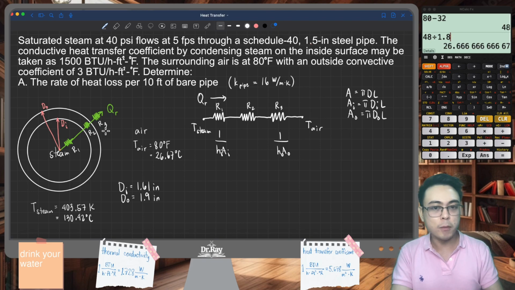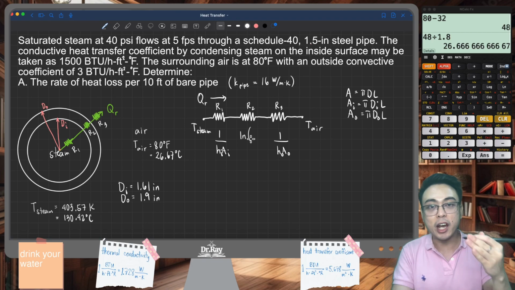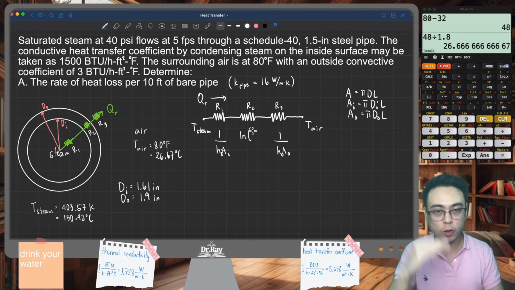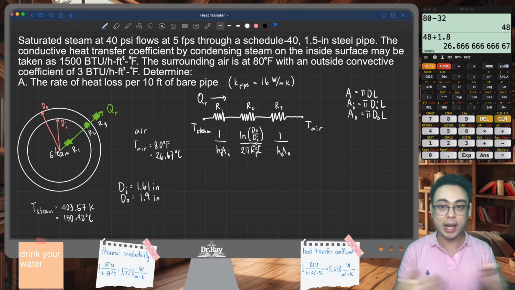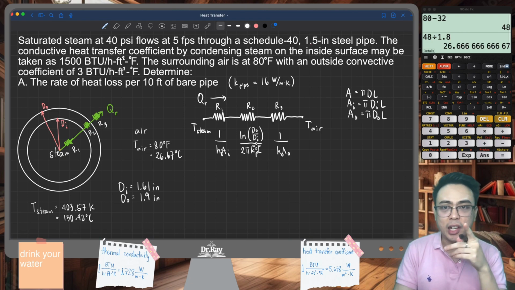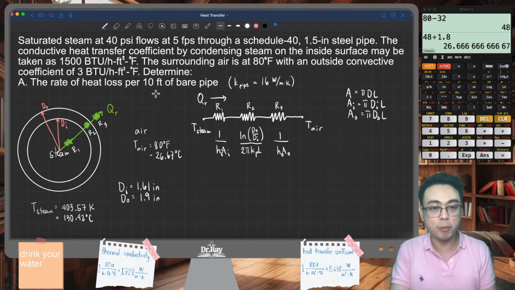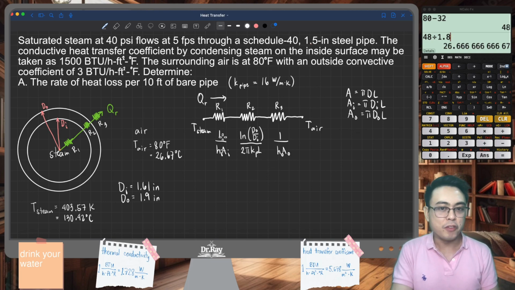For a cylindrical shell, the resistance due to conduction is calculated as the natural logarithm of the ratio of the diameters, outer over inner diameter, that is dO over di. You can also use radius because it's a ratio, it doesn't matter, divided by 2 pi KL, wherein K is the thermal conductivity of the material, in this case for the pipe, and L is the length of the system. We are given the length of the system, that is 10 feet of the bare pipe. We now have here R1, R2, and R3.